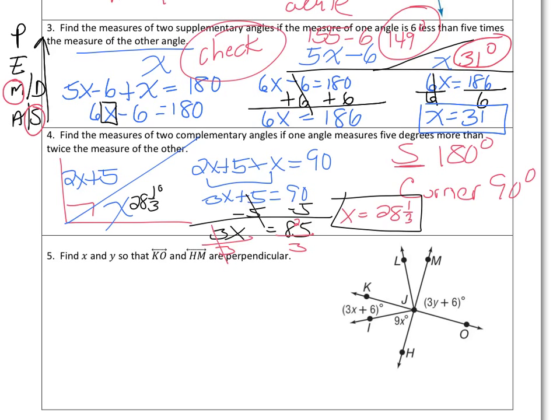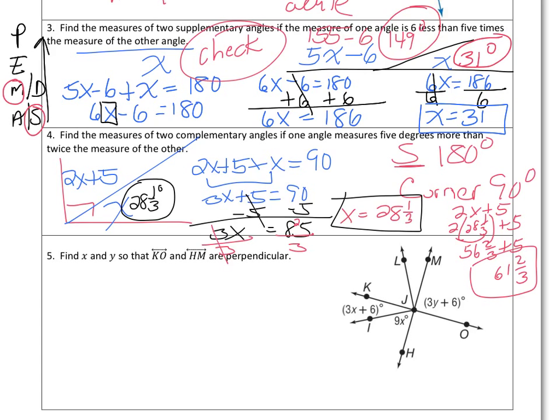So if we substitute 28 1/3 over here into the other angle, this expression here, 2 times 28 1/3, I'll do that right here. So 2 times 28 1/3 plus 5, that would be 56 2/3 plus 5, and 56 2/3 plus 5 would be 61 2/3.